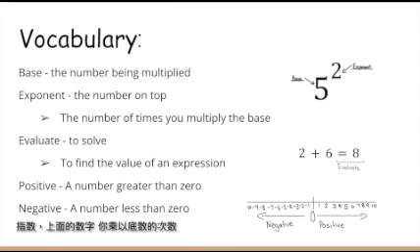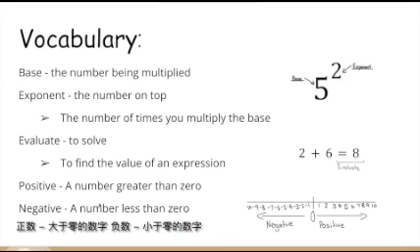Vocabulary. Base, the number being multiplied. Exponent, the number on top, the number of times you multiply the base. As you can see, 5 to the power of 2 here is going to be our example. 5 is the base. 2 is the exponent. Evaluate, to solve, to find the value of an expression. 2 plus 6 is our expression, and after evaluating our expression, we get 8.